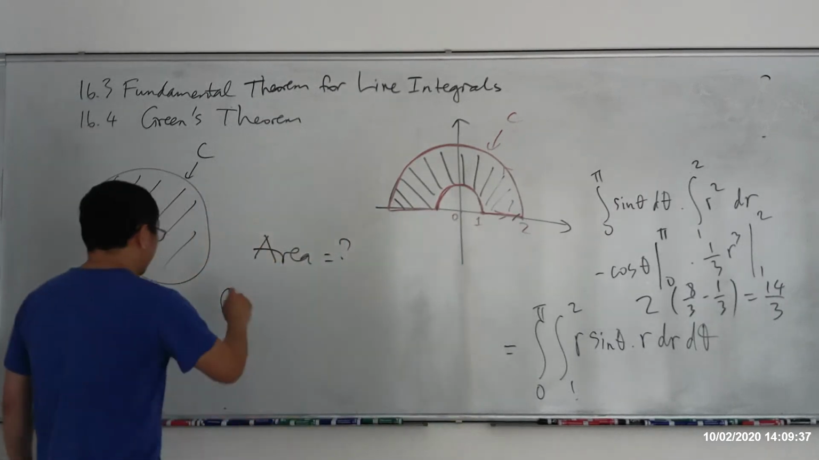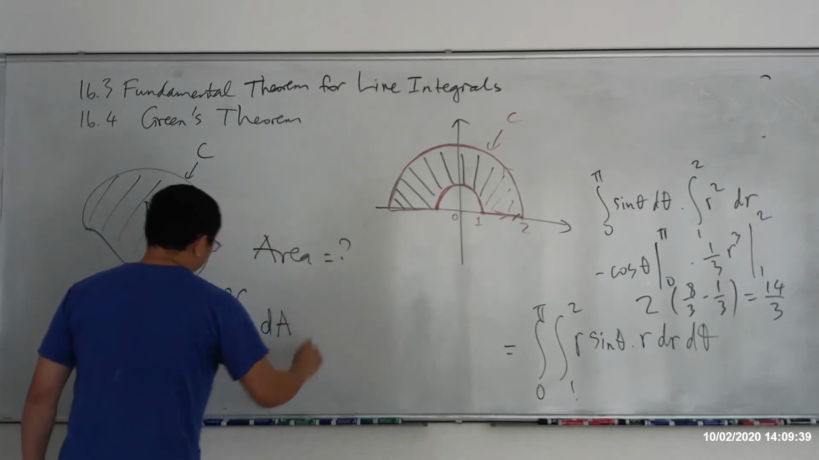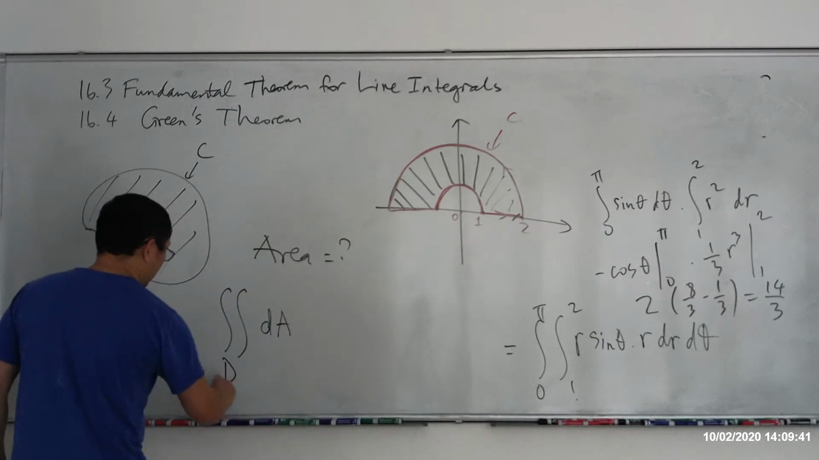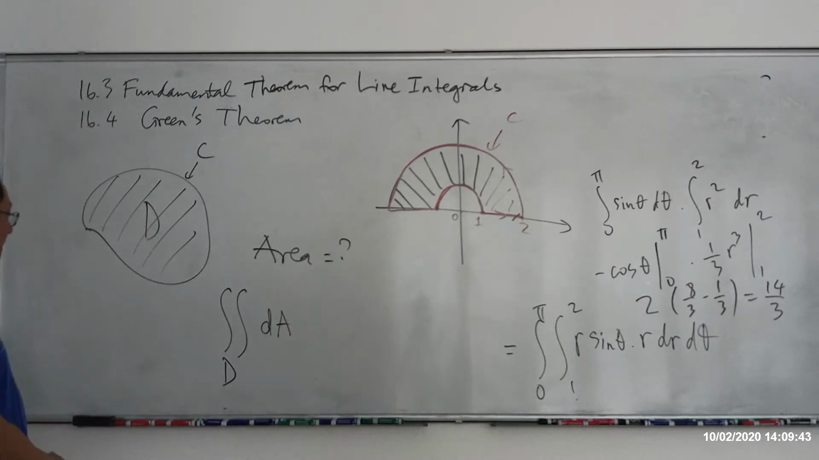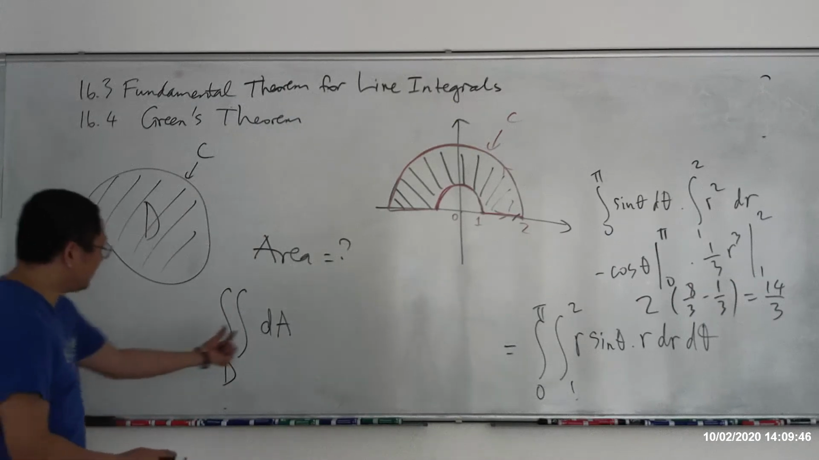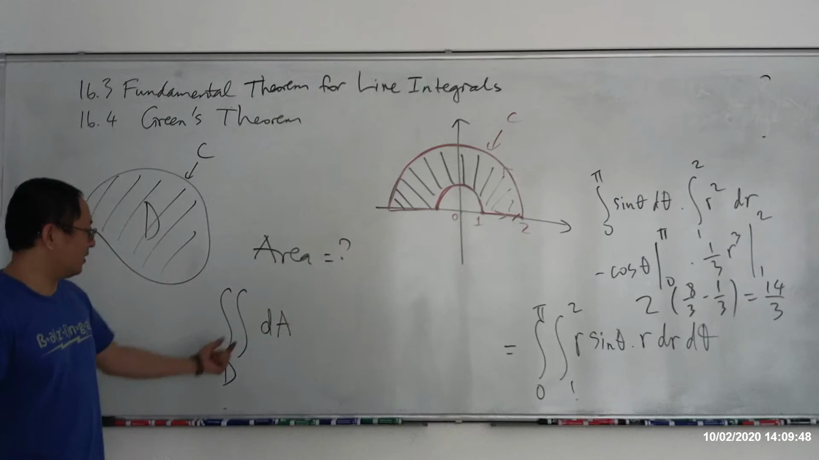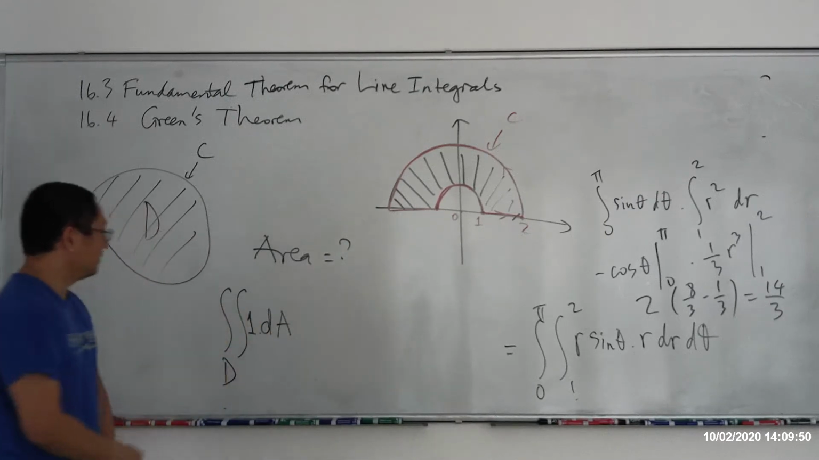The area is going to be the double integral of dA over the region D. Right, you see, little areas, and then you add them up, and you have the double integral. It's 1 right here.